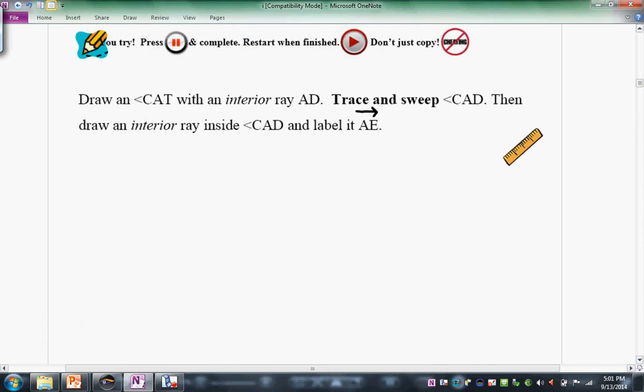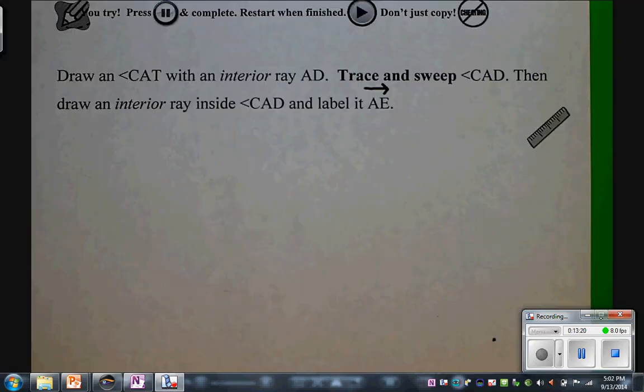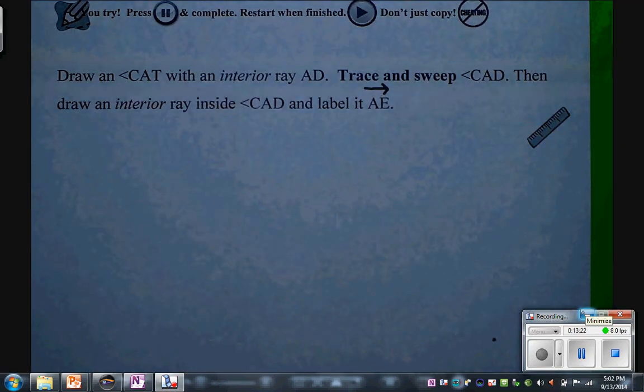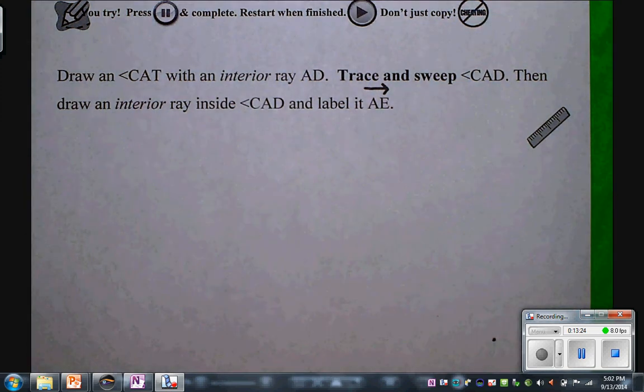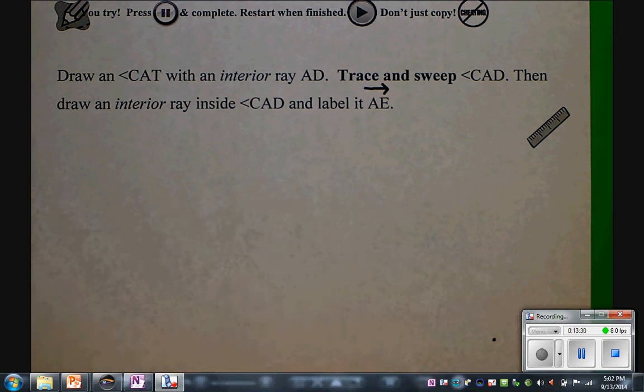Ready? This is where you want to stop the video, pause it, do this problem, and then restart. Okay, let's see how you did.